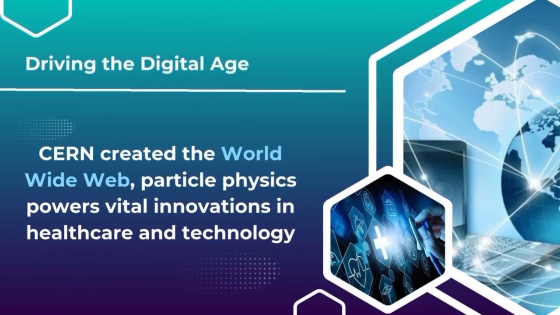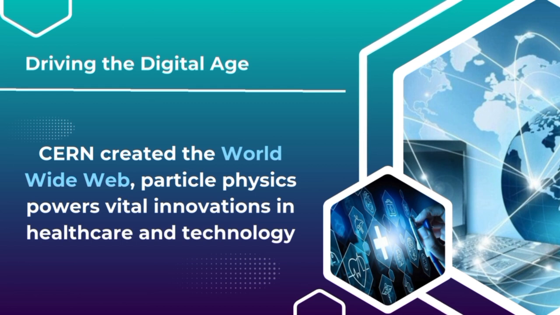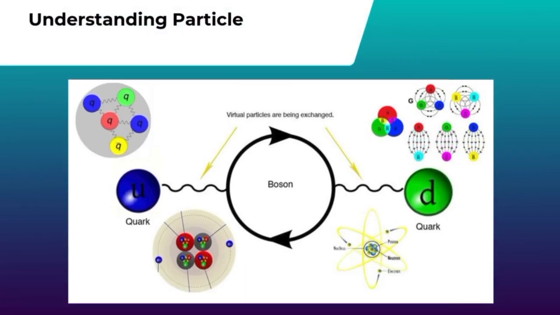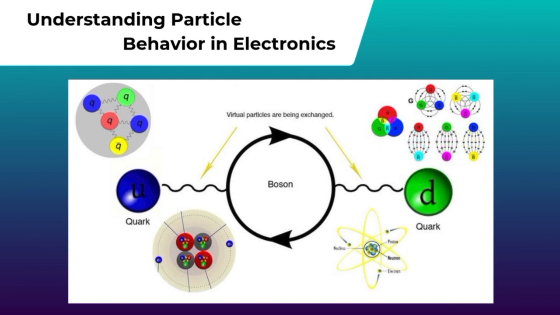To handle massive amounts of data from particle experiments, physicists at CERN created the World Wide Web. The field also pushed advancement in big data, machine learning, and cloud computing, all of which are now vital in industries from healthcare to technology. The behavior of particles like electrons and quarks helps us understand charge, spin, and energy. These are all essential to semiconductors, electronics, and technologies like transistors and computer chips, which power modern devices.